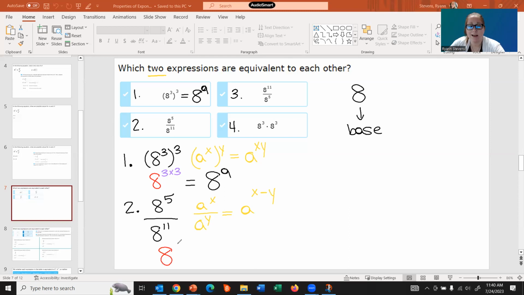And now we're going to have 5 minus 11. In this case too, looking at this expression, we have to make sure that we keep the numerator as the first number minus the denominator. So in this case, it would stay as 5 minus 11, which is going to give us a negative number. It's actually going to give us an answer of 8 as our base, and then 5 minus 11 would be an exponent of negative 6.